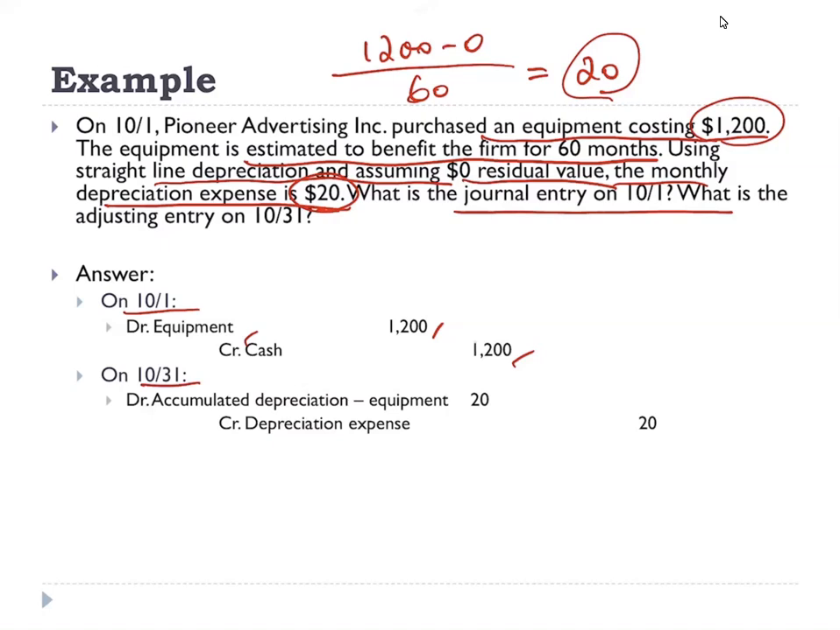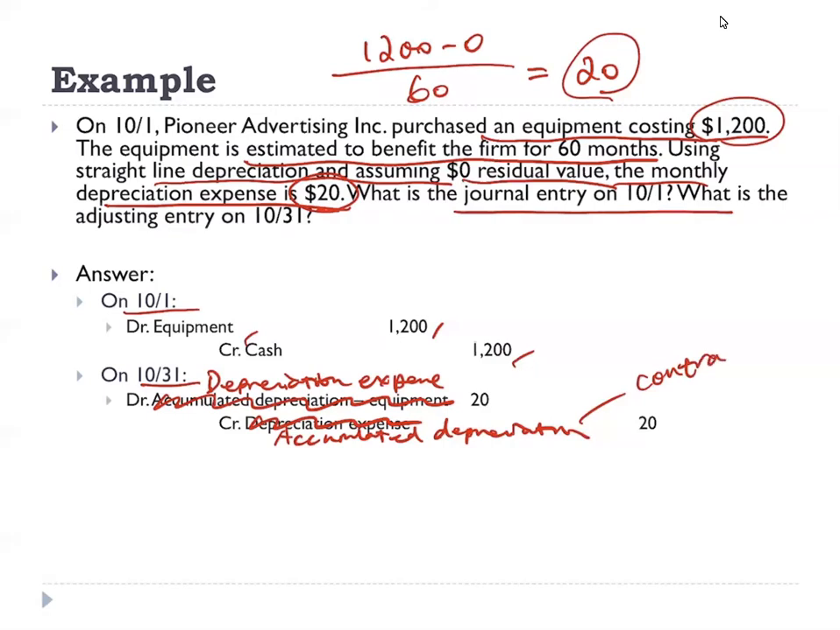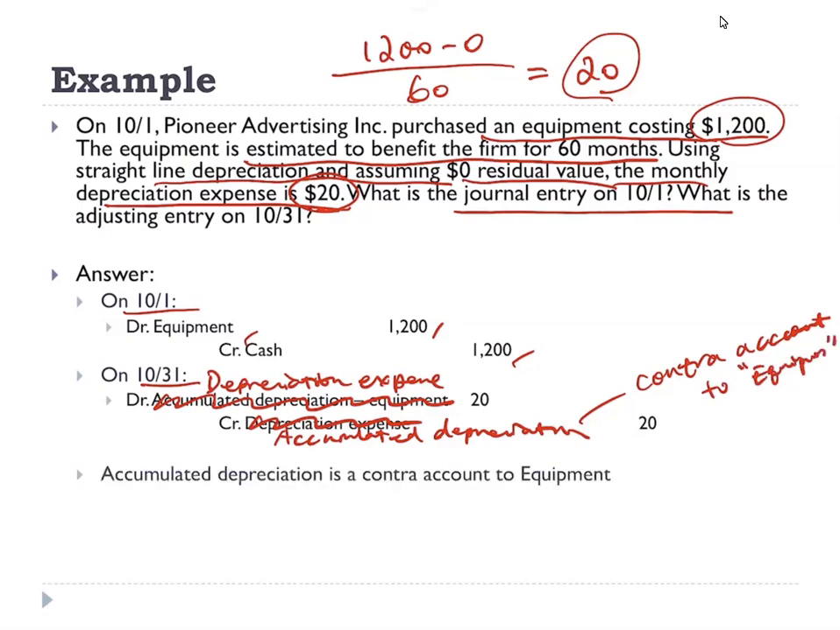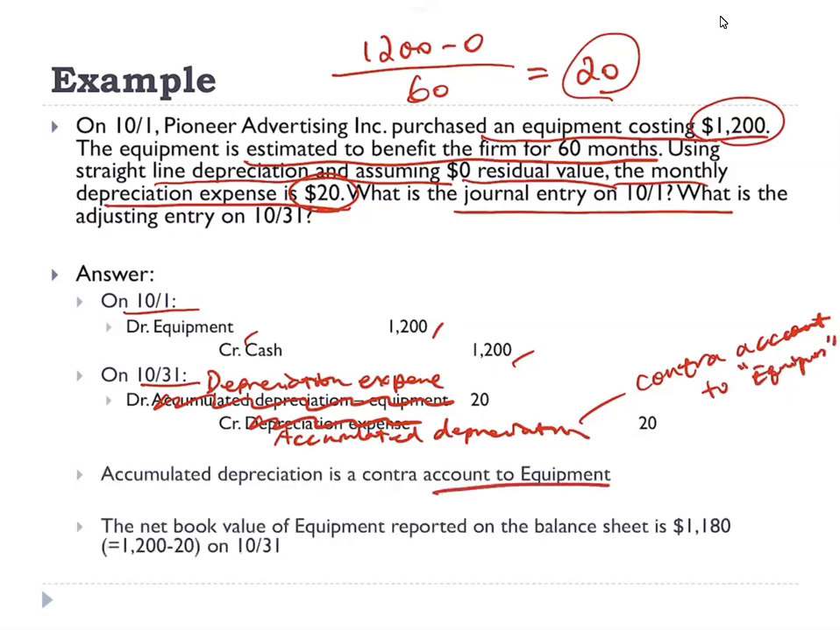Specifically, we debit depreciation expense for $20 and we credit accumulated depreciation for $20. And accumulated depreciation, this is a contra account. It is a contra asset account. Specifically, it is a contra account to the equipment account.